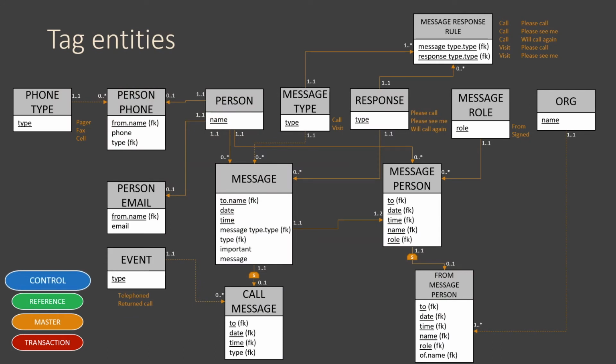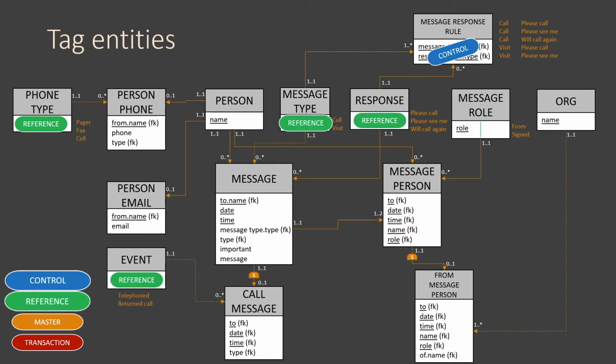The team starts by looking for any entity that may contain control data, which can either govern application features or content access. Message response rule fits the content control definition. This entity contains the allowable responses for a given message type. Moving to the reference data, the team notes that the entities with sample values fit the reference definition, specifically phone type, event, message type, response, and message role.